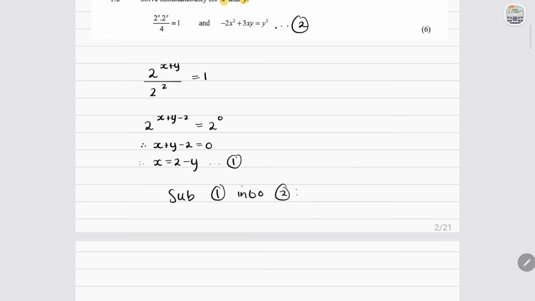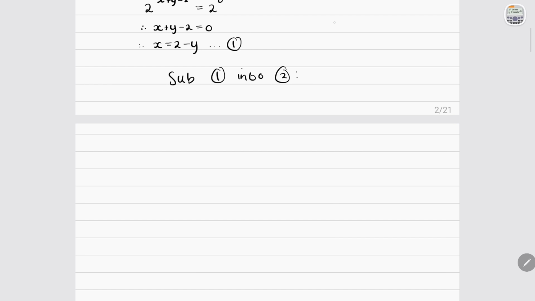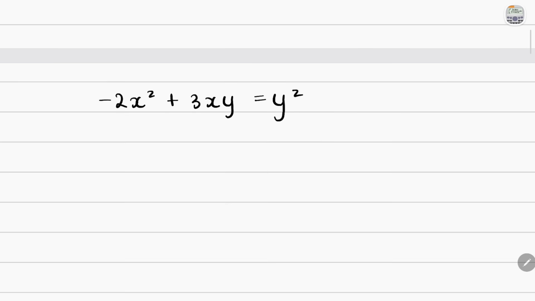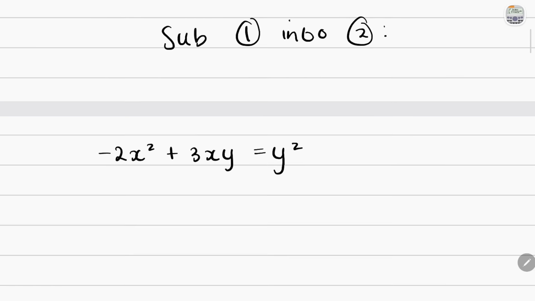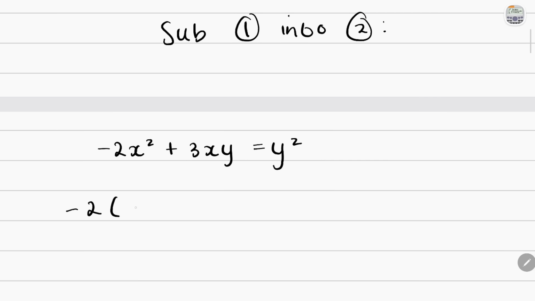Okay, so we have negative, or I'll just rewrite it first. This is our equation number 2. Wherever you see x, we're just going to replace it with 2 minus y. So I have negative 2, and then there's x, that's 2 minus y, all squared. And then I have plus 3, and then there's x, but then there's a y here.